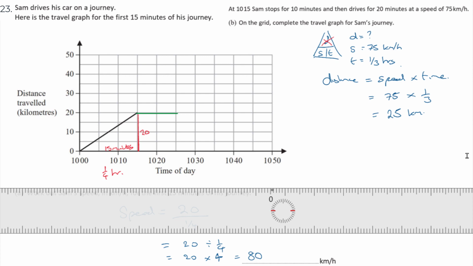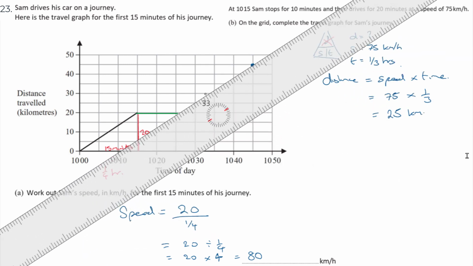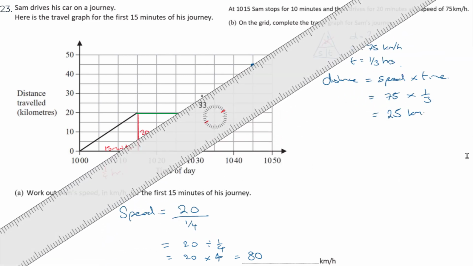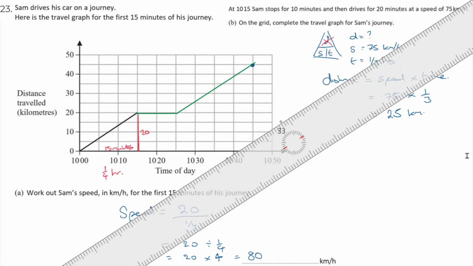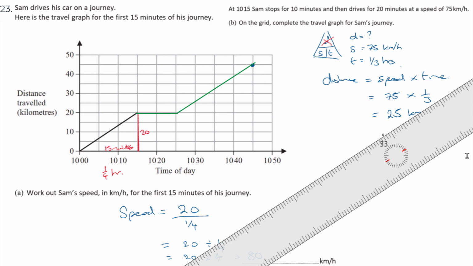So I can come along to 10:45, which is 20 minutes later, and I'm just going to go up 25 kilometers up my scale. So I'm currently at 20, so if I add on 25, that's going to take me up to 45. So I'm going to have a point then here, which is at 10:45 at a height of 45. And I'm just going to then join that up with a straight line. Okay. So then that's my completed travel graph then.